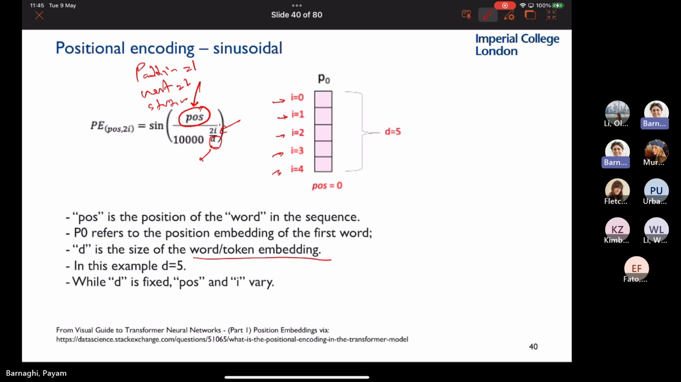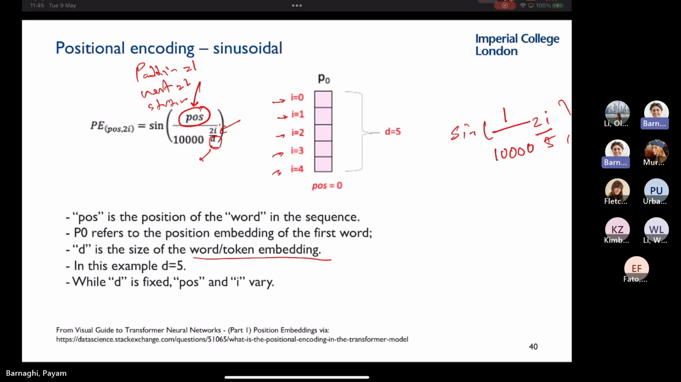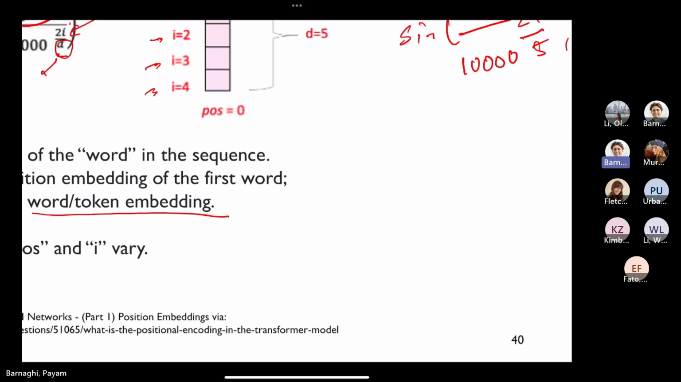Let's say for the first word, Paddington, this will become sine of position 1 divided by 10,000 to the power of 2i divided by, here we have 5 dimensions, 5. And i will move: for this one it will be 0, 1, 2, and 3. You're creating a sine representation. In 3 minutes, you can write MATLAB code to generate that. Does that make sense?